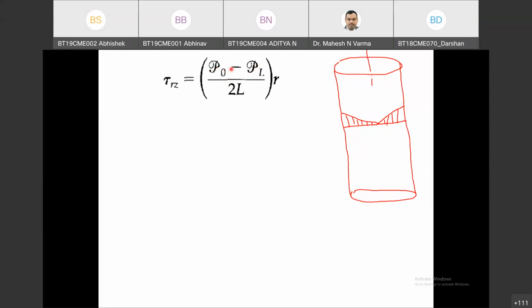So if you change the length, the pressure drop is also changing with L. Okay, for a particular system, this tau rz will be constant. If you change the system, a different pipe, then certainly you will get a different tau rz. Yes, sir, got it.